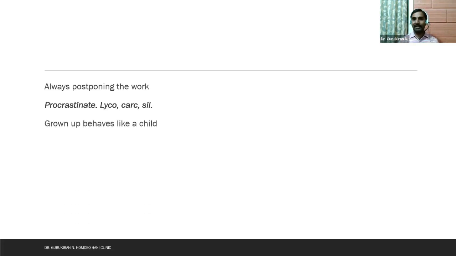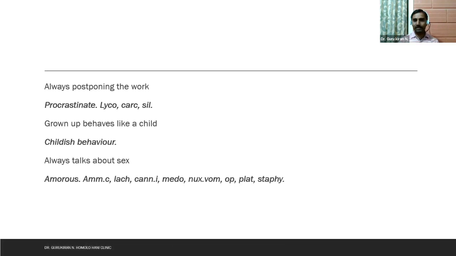A grown-up behaves like a child. What is this called? It's a very, very interesting topic: childish behavior. We also have a lot of remedies for this. Always talks about sex. What is it? It is amorous. Ammonium, lachesis, cannabis, medorrhinum, nux vomica, opium, platinum, staphysagria.